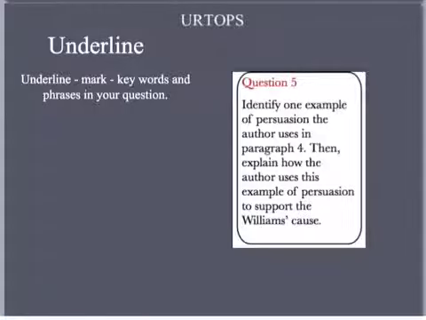So as I read the question: identify one example of persuasion the author uses in paragraph 4. Then explain how the author uses this example of persuasion to support the Williams cause. Why did I select these words? Let's take a closer look.